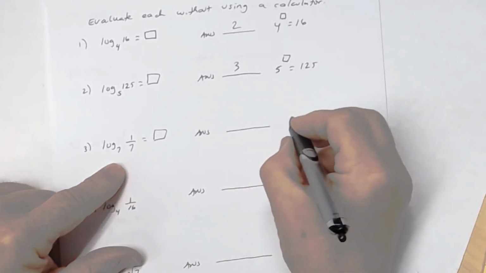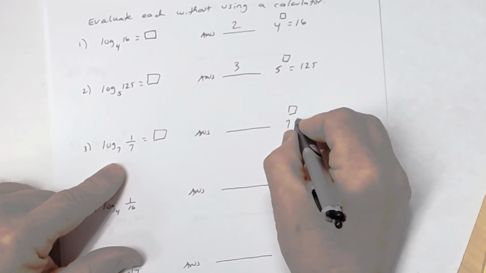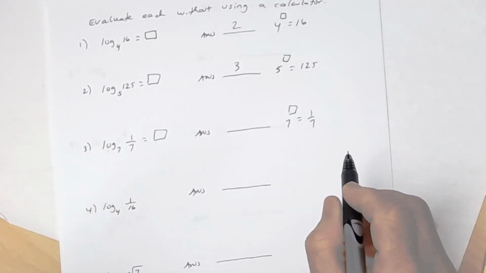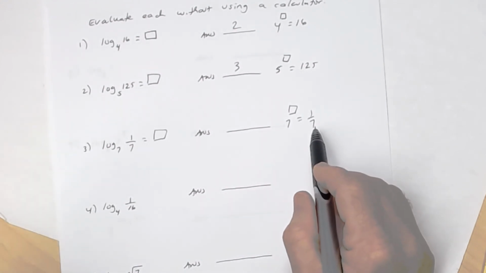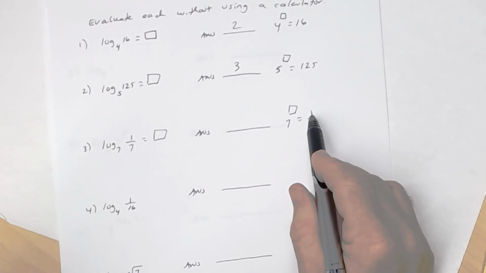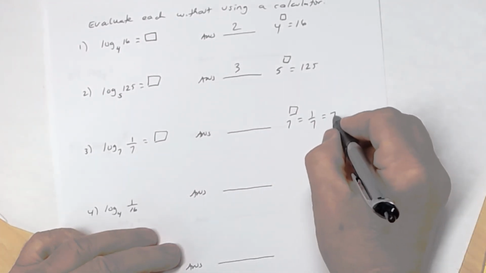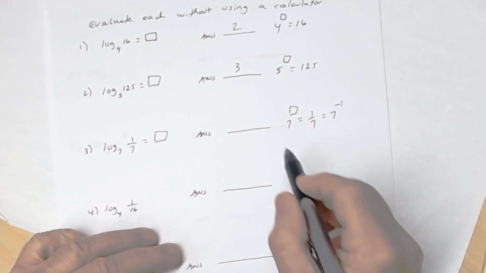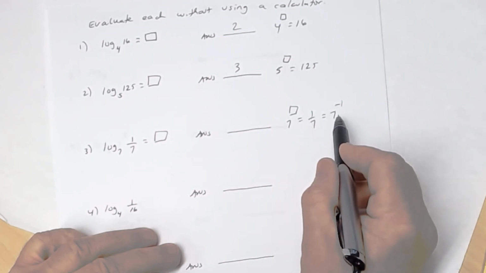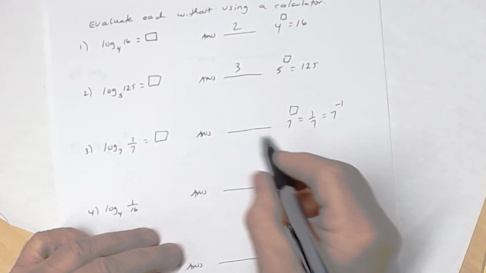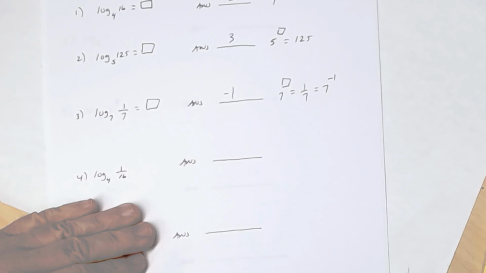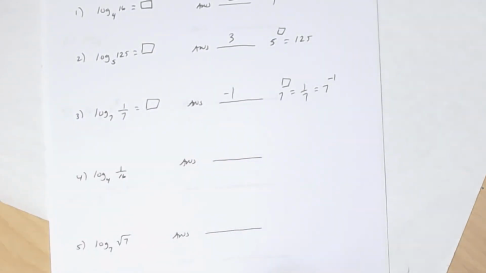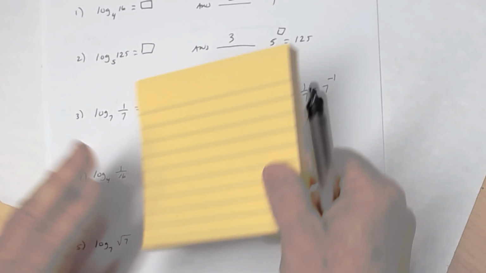All right, so let's look at this one. Equal box. 7 is your base. So you're going to say 7 raised to what power equals 1/7? All right, now be careful. Don't say 1 because 7 to the first is 7, not 1/7. But what you got to remember is that 1/7 means the same thing as 7 to the negative 1 power. And so therefore, 7 to the negative 1 is equal to 1/7. So the answer is negative 1. Just make sure you remember the ideas about negative exponents.